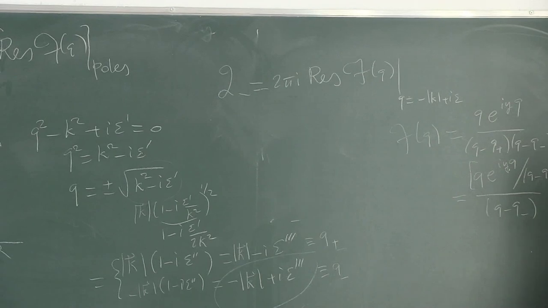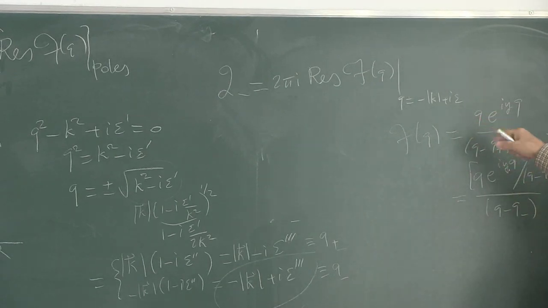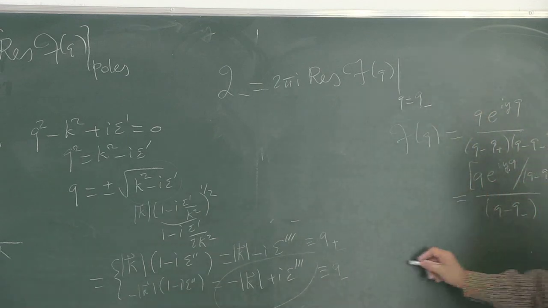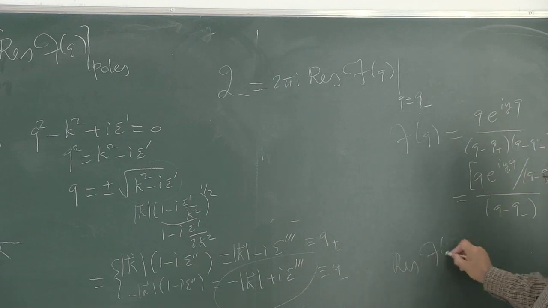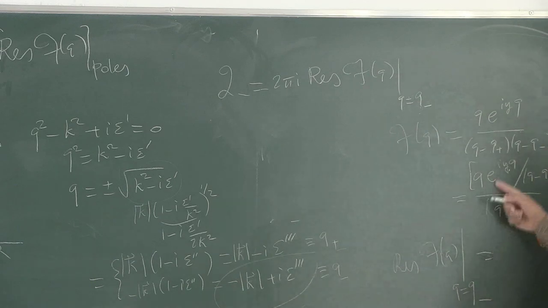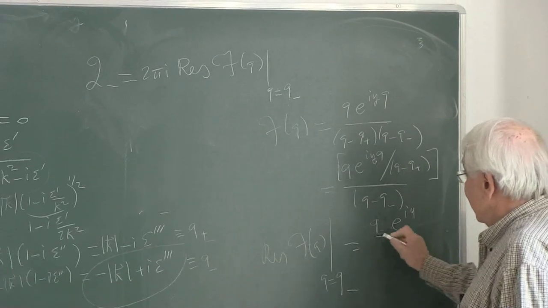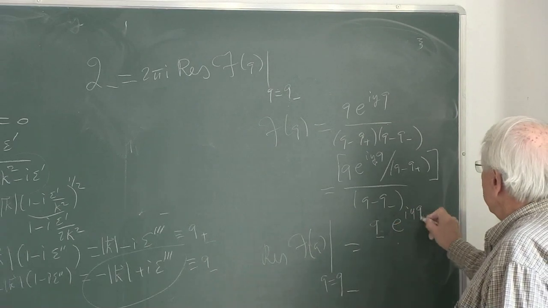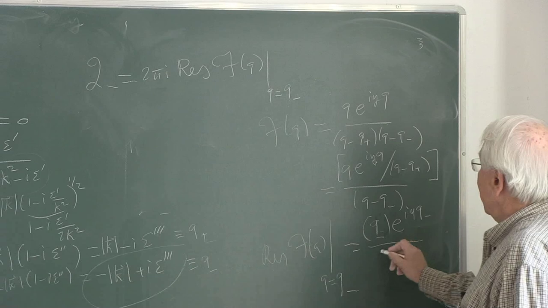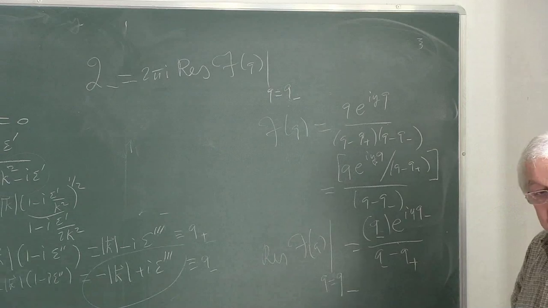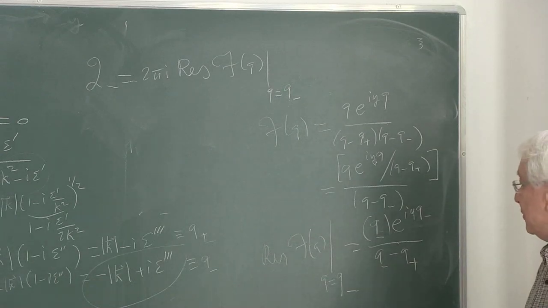So the residue of F(q) at q equals, let's give this the shorthand name, q minus, is going to be the value of the little f at q equals q minus. That is q minus times e to the i y q minus divided by (q minus minus q plus). Okay, that's the expression. So let me write that result down, finished.